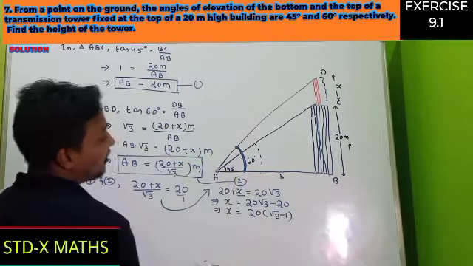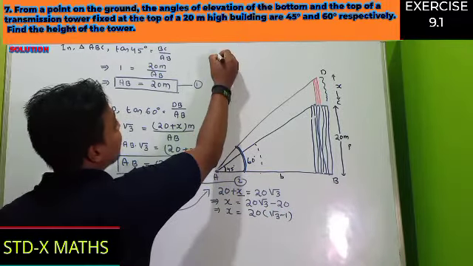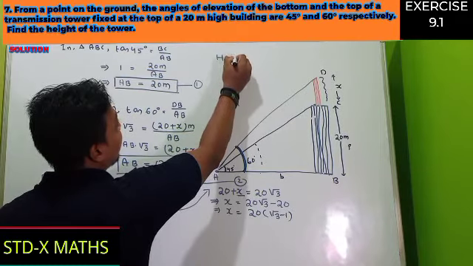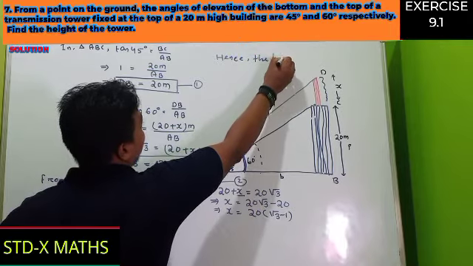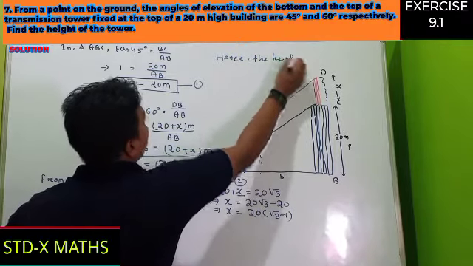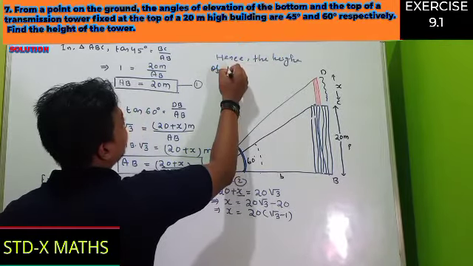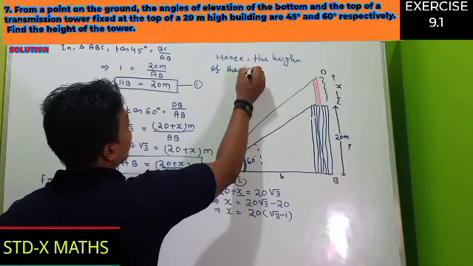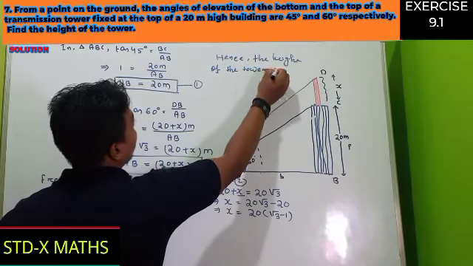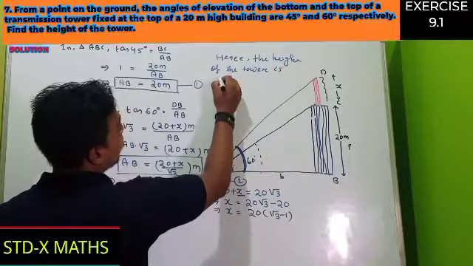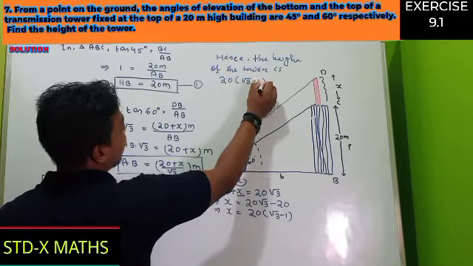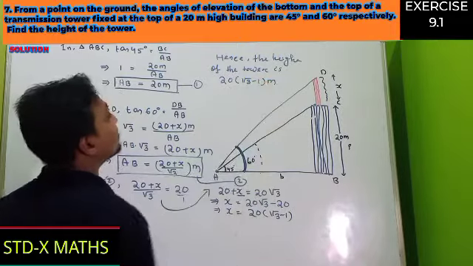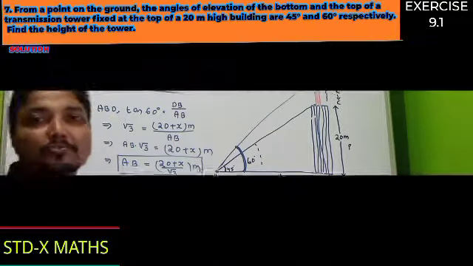Hence the height of the tower is 20 into root 3 minus 1 meters. Understood this question?